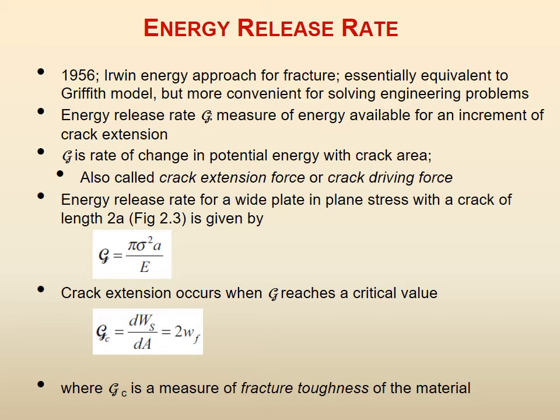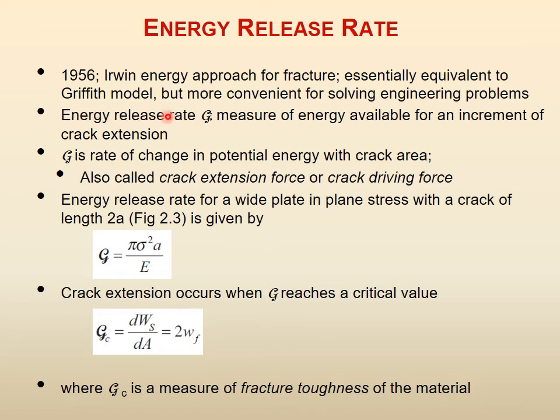Here in chapter 2, linear elastic fracture mechanics, we are now doing pure fracture mechanics. And we started where the original scientists started: what is the atomic view of fracture, of breaking bonds between atoms and so on. And then the equations of Inglis and Griffith and modified Griffith and so on. Now we define a new idea. This is later, right? So in 1956, Irwin's energy approach for fracture. This is a new approach, essentially equivalent to the Griffith model, but more convenient for solving engineering problems.